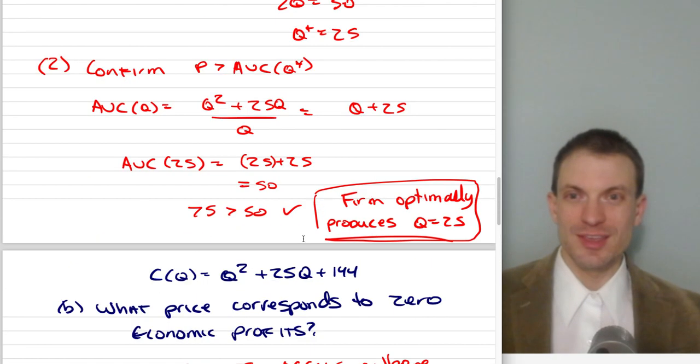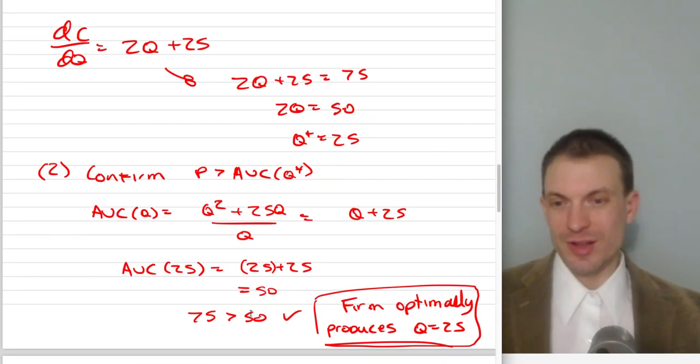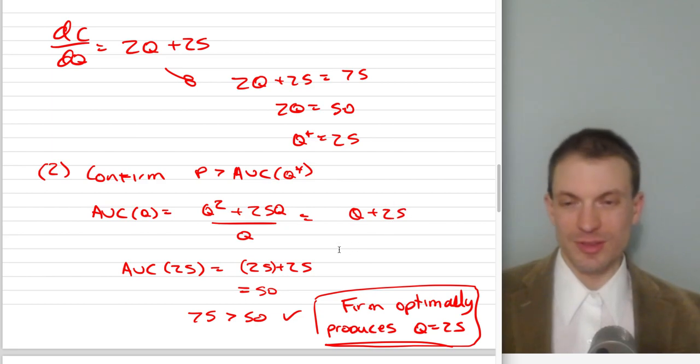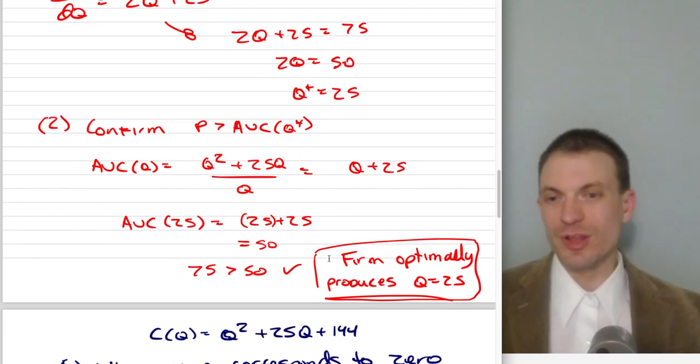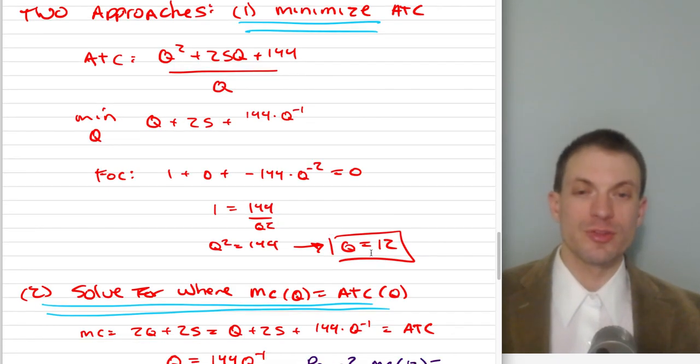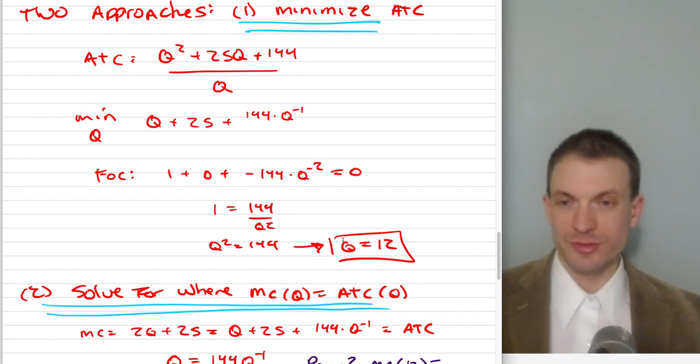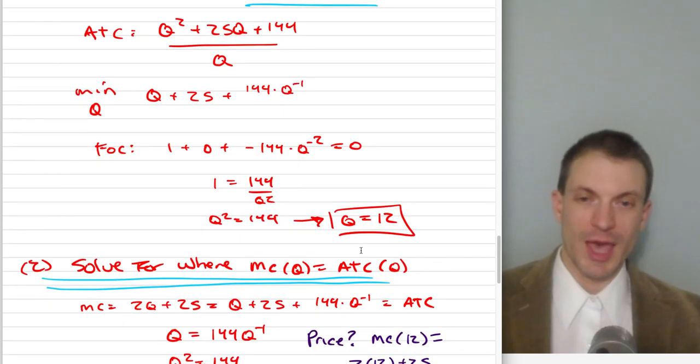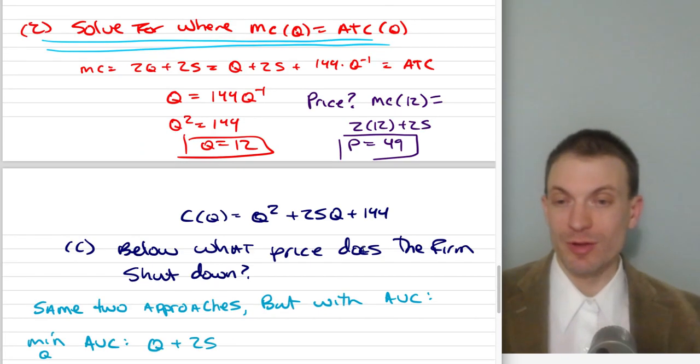What I was saying here is we would shut down if the price associated with producing the 25 units was 49. Here, the point corresponding to where average total cost is minimized is the quantity of 12.